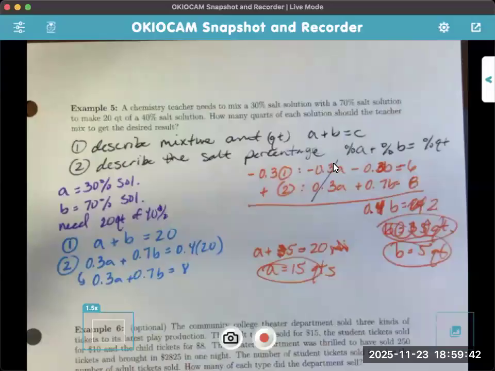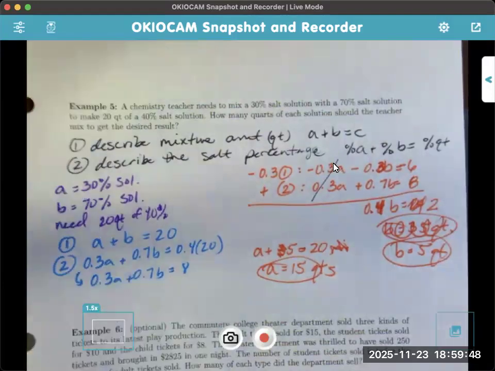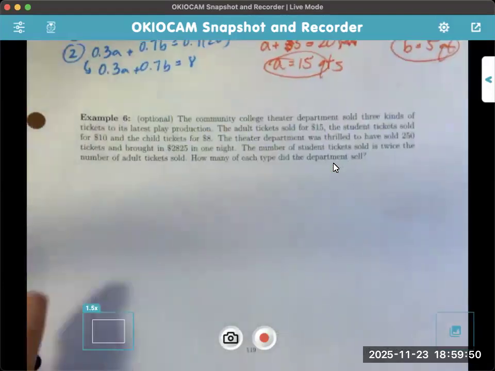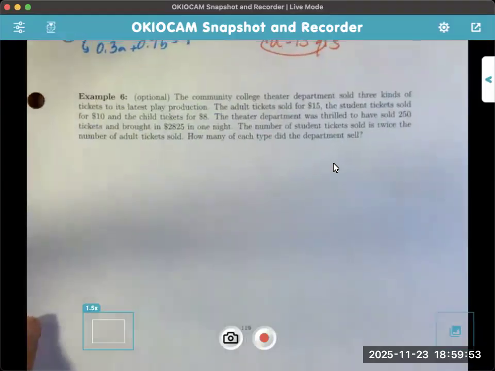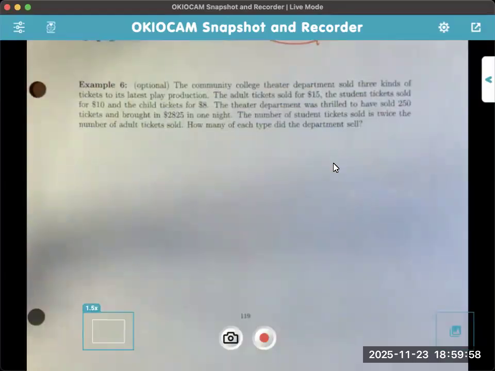Hopefully. Okay, we'll set up 6, but we won't necessarily solve it. Maybe I'll do that one solving by graphing, but I just want to practice. So, Community College Theater Department sold 3 kinds of tickets to its latest play production. The adult tickets were sold for $15, students for $10, and the child for $8. The theater department was thrilled to have sold 250 tickets and brought in $2,825 in one night. The number of student tickets sold is twice the number of adult tickets sold. How many of each type did the department sell?